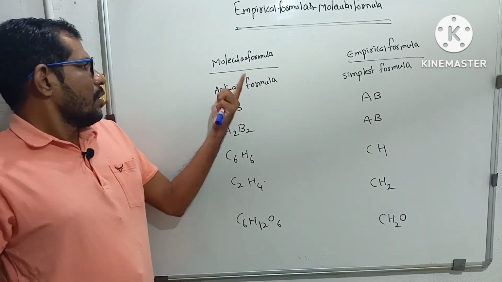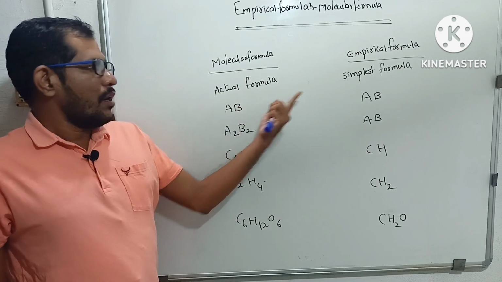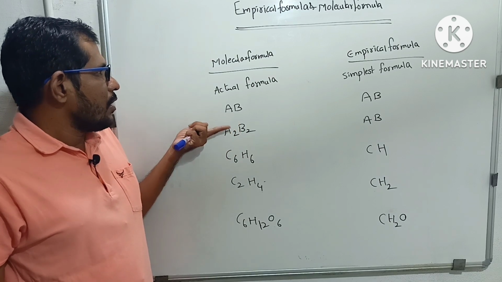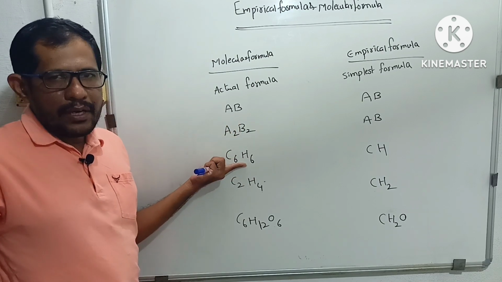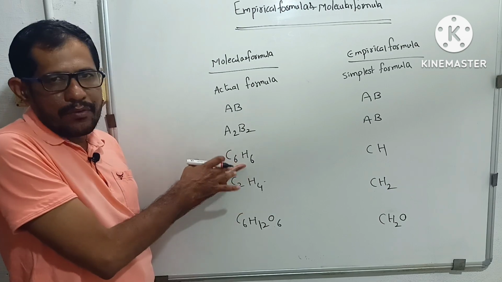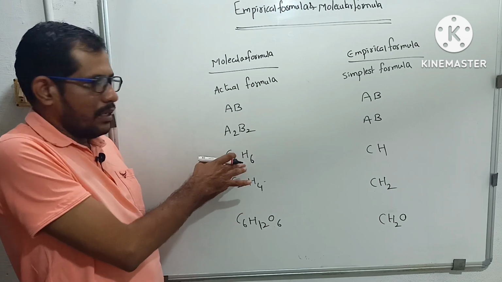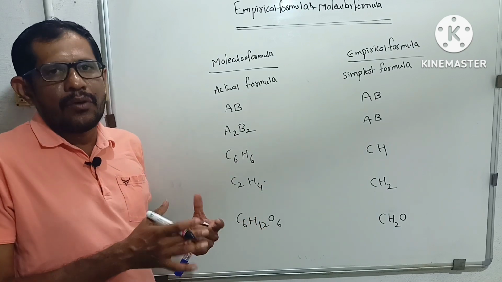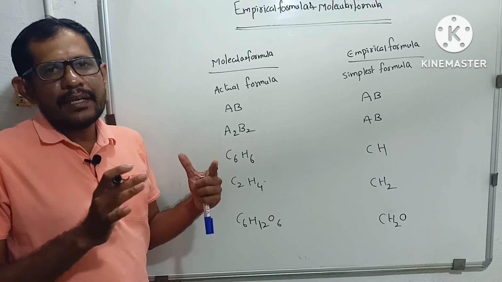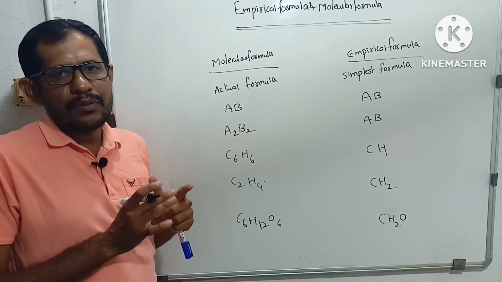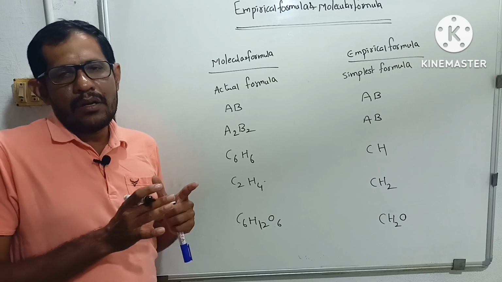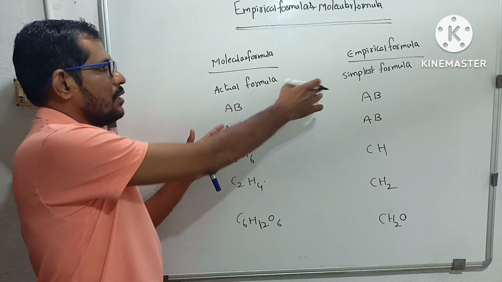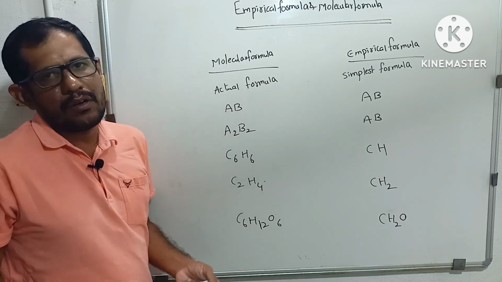I repeat. Molecular formula is the actual formula, empirical formula is the simplest formula. From the molecular formula, by dividing with a specific number, you will get the empirical formula. Always make sure that while dividing, you don't get any fractions. We always need to get whole numbers only. In such a way, you can derive the empirical formula from the molecular formula.